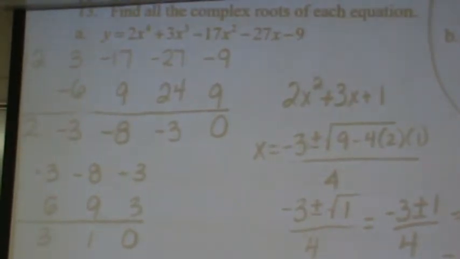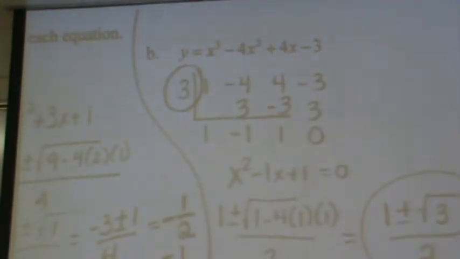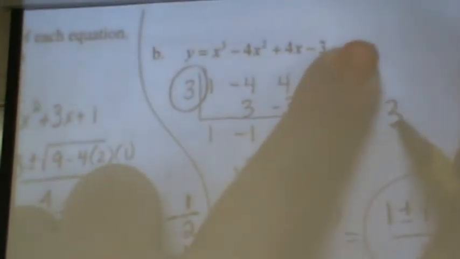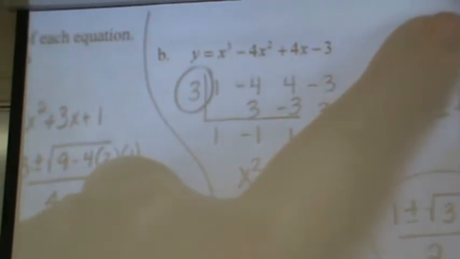There were a lot on this review packet of that section. In B, 3 works. And then you end up with 1x squared minus x plus 1, and you have to use, now these are imaginary zeros that were left. So the 3 answers for B are 3 and 1 plus or minus root 3i over 2.